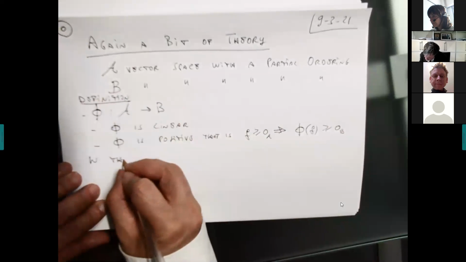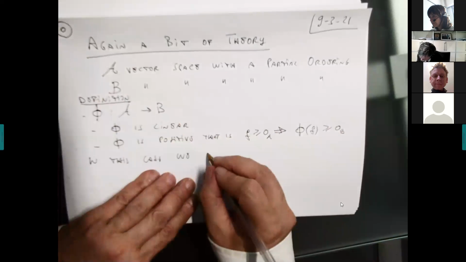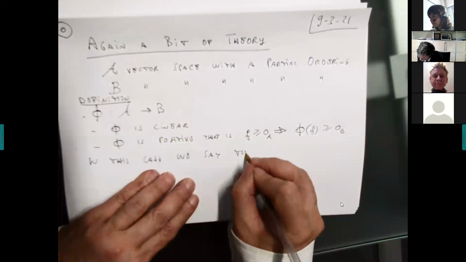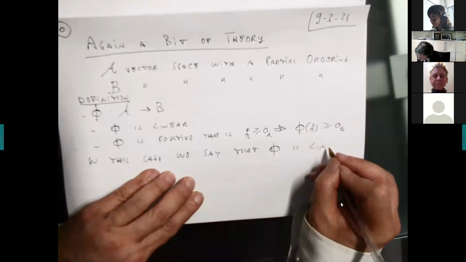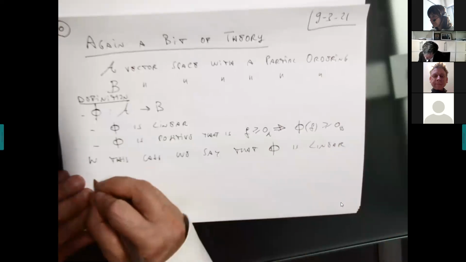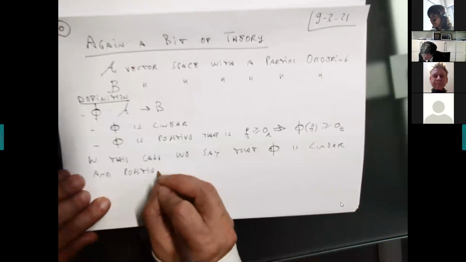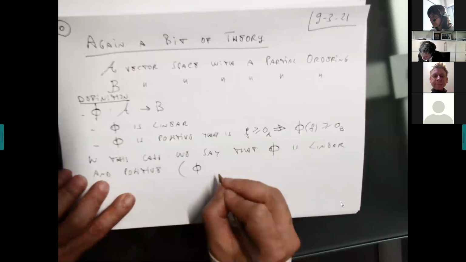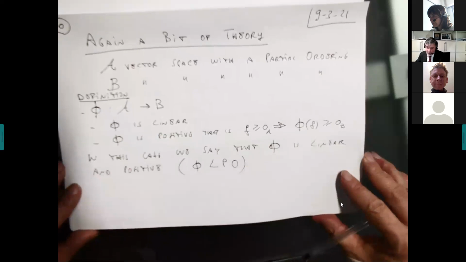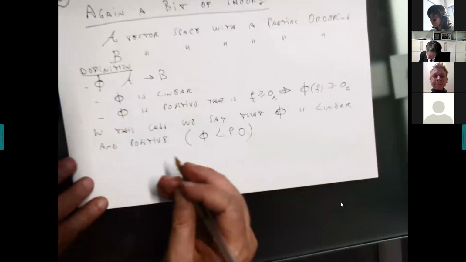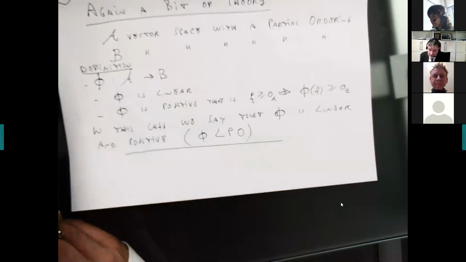In this case, we say that phi is linear and positive, and it is indicated as phi LPO, linear positive operator. Okay? So this is a general definition.